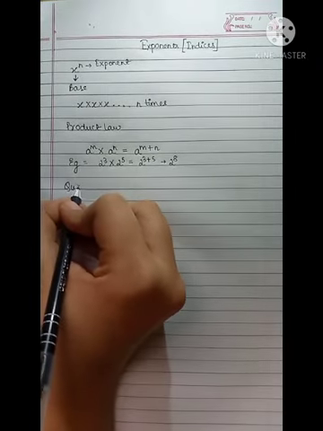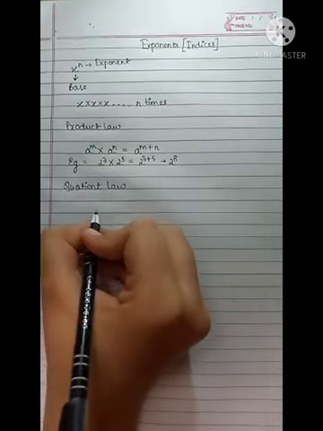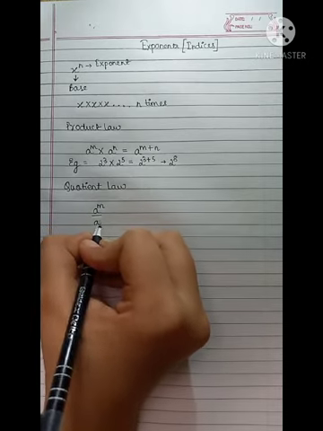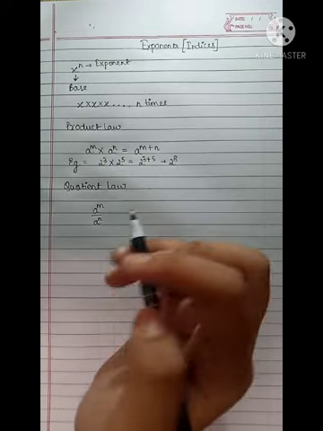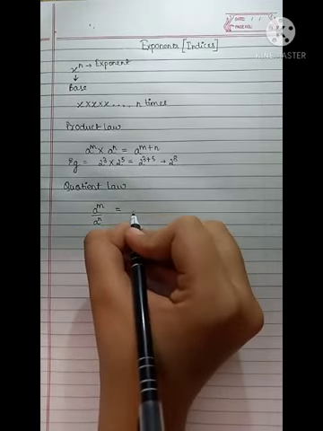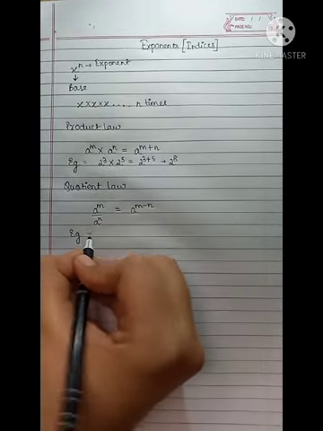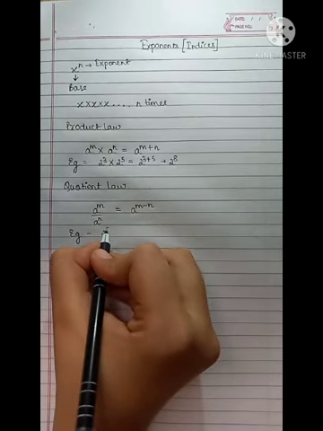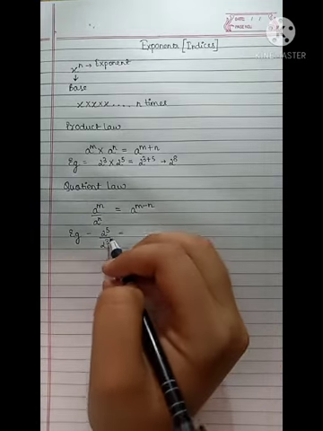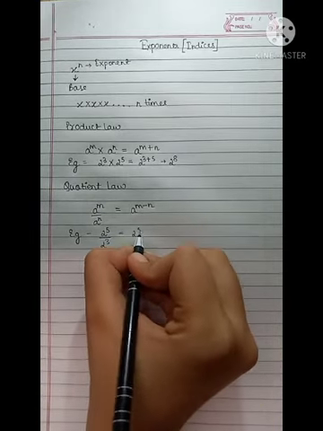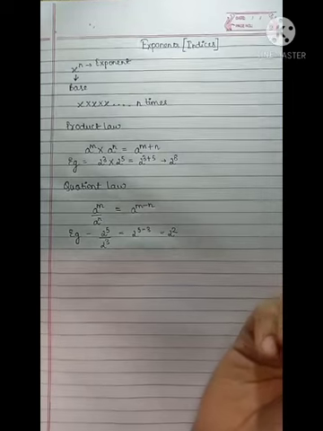Quotient law: a to the power m upon a to the power n. If the bases are same and are in divisional order, then the powers are subtracted. For example, 2 to the power 5 upon 2 to the power 3. The bases are same, so their powers are subtracted. 5 minus 3 is equal to 2 to the power 2.